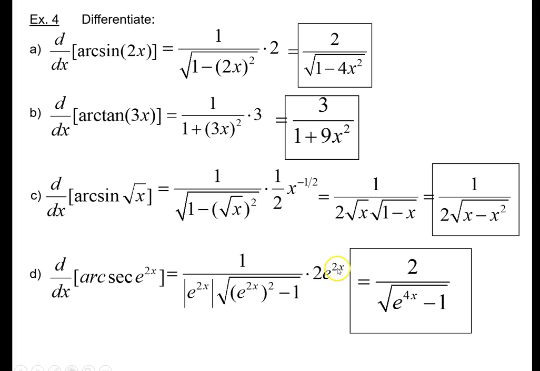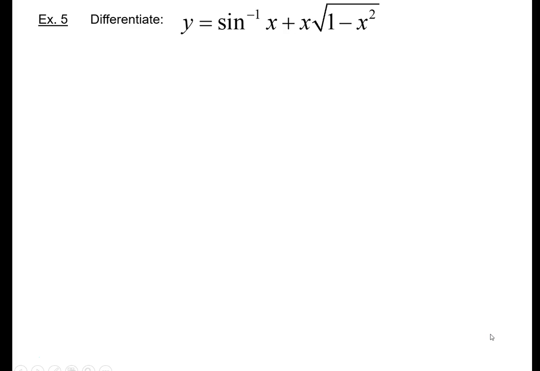Make sure you see what happened here. This e to the 2x up here canceled with this e to the 2x down here. This 2 went into the numerator. E to the 2x squared, you multiply those exponents together to simplify, and that's where the 4x comes from.